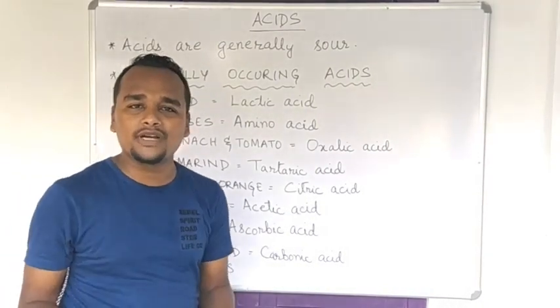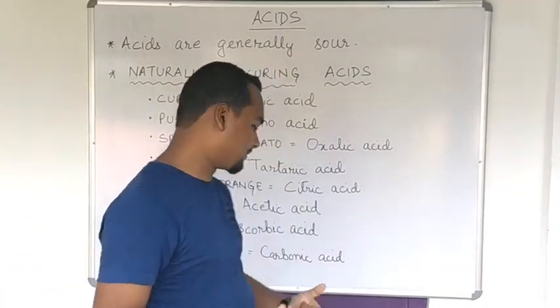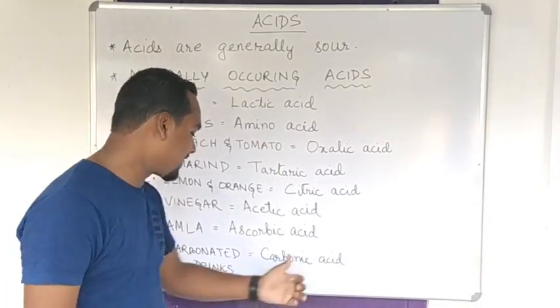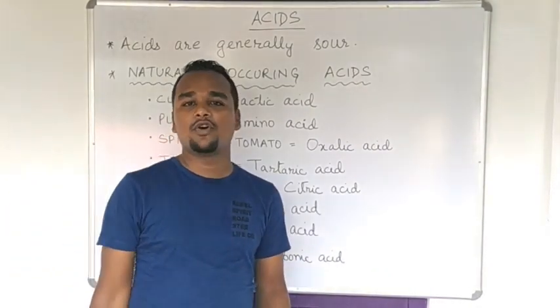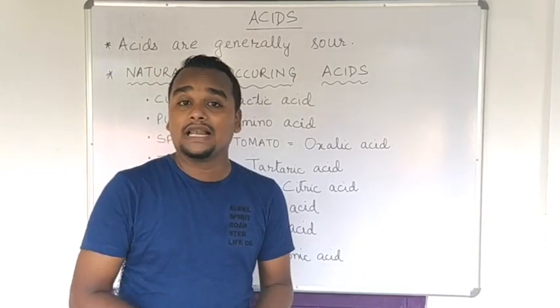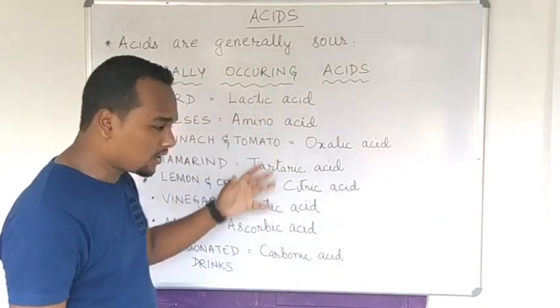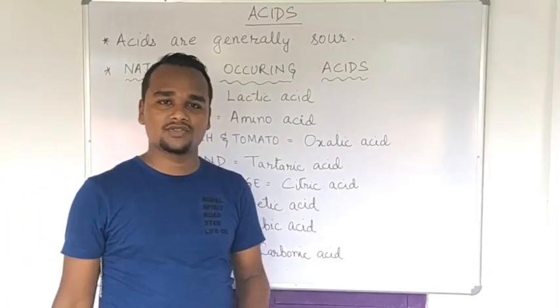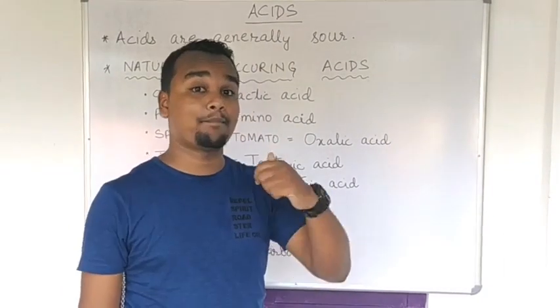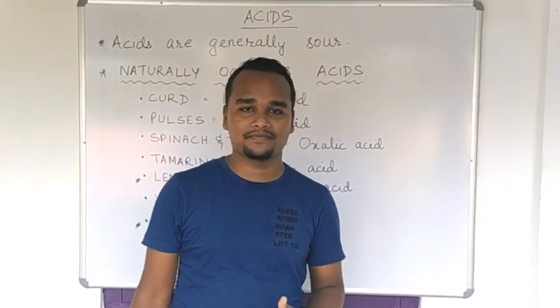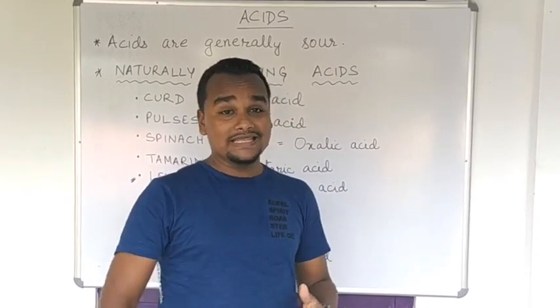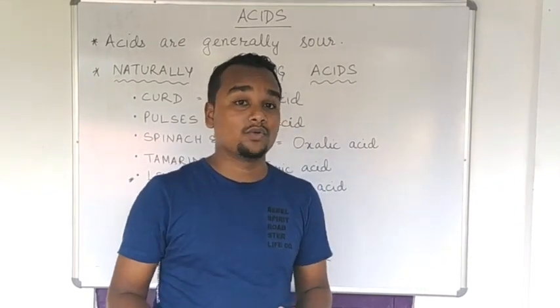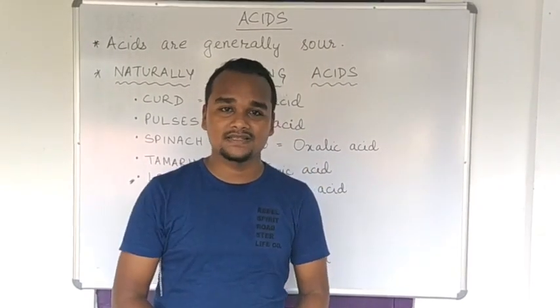Next comes carbonated drinks. What is the meaning of carbonated drinks? It is a cold drink which you consume. In all those carbonated drinks, we have carbonic acid. So I hope you have understood all these naturally occurring acids. These naturally occurring acids are a part of our daily life. Isn't it interesting to know that we are surrounded by many acids right now?